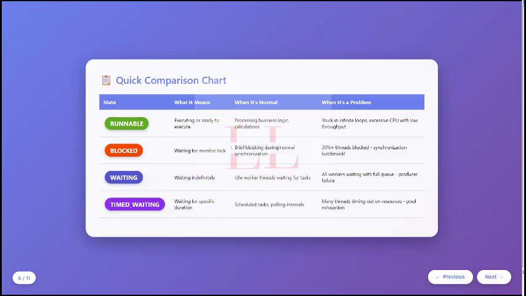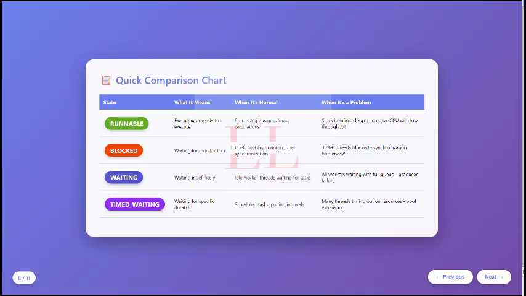It's a problem when you see threads stuck in infinite loops or high CPU with low throughput. Blocked is normal for brief blocking during synchronization. It's a problem when 30% or more of your threads are blocked. That's a synchronization bottleneck. Waiting is normal for idle worker threads waiting for tasks. It's a problem when all workers are waiting but you have a full queue, which indicates producer failure.